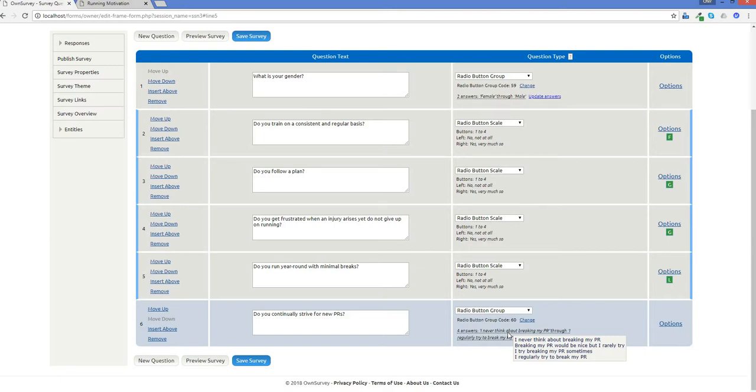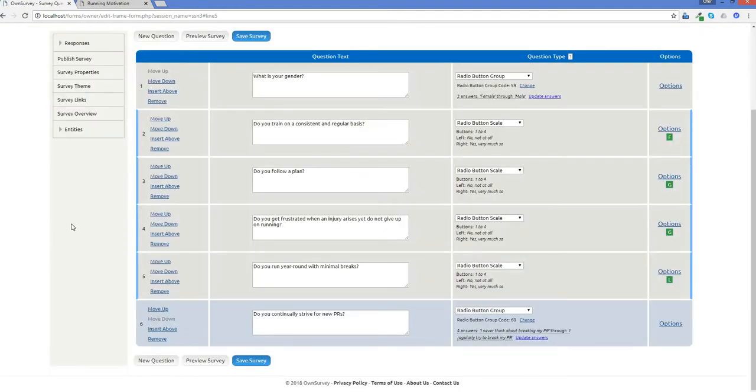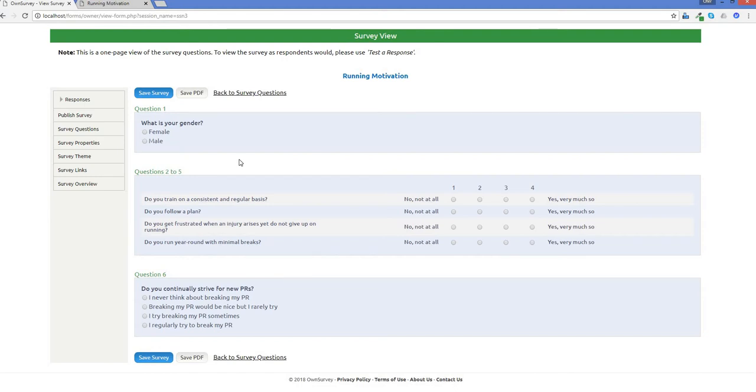And what I'd like to say about this question is that we need to indicate that this is a scale, okay? How we do this, we go to options, and we just click scale indicator here. Okay, let's go back and see how our survey looks like. Okay, let's preview our survey. Okay, so this is how the survey would look like. Again, we have our question, what is your gender? And what we'd like to show is that male respondents tend to respond more towards the higher numbers, okay? And female respondents would tend to respond at lower numbers, okay?